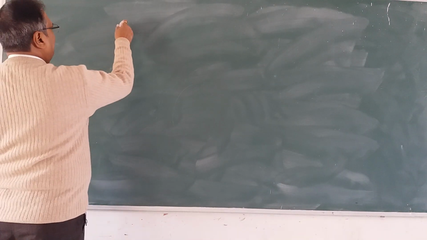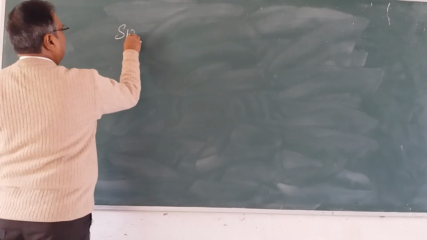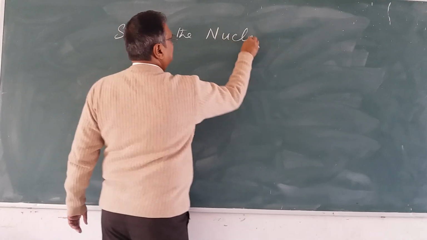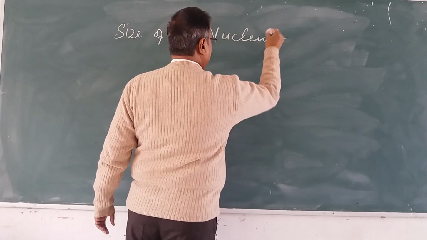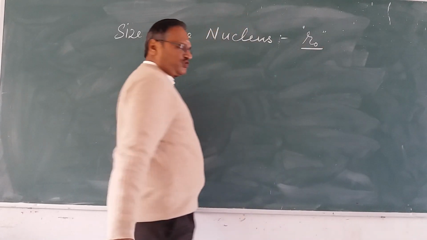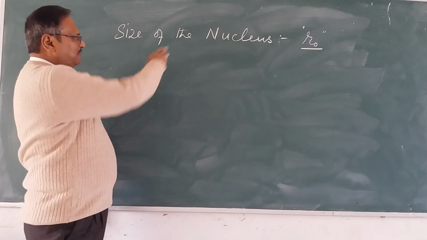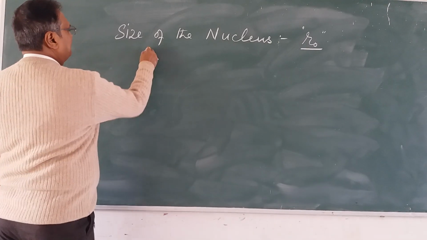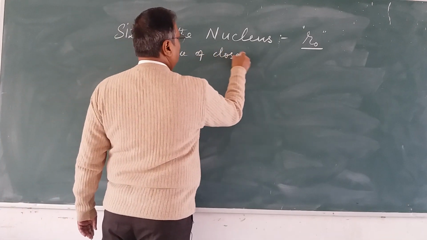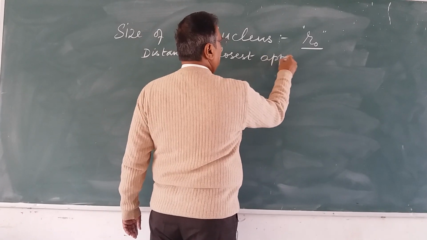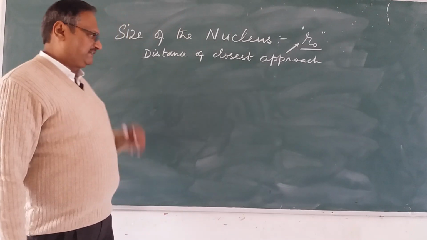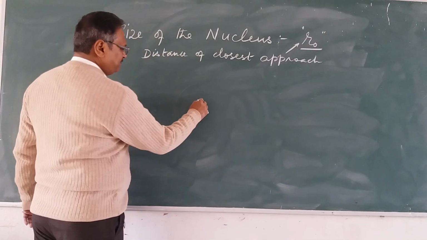Now this is going to help you to find the size of the nucleus, and the discussion is the distance of closest approach. It helps to find the size of the nucleus. We calculate this distance, the radius, and we can easily find out the size. How is it done? Very simple.